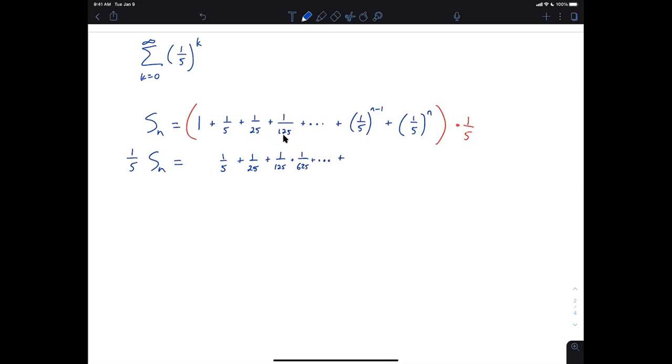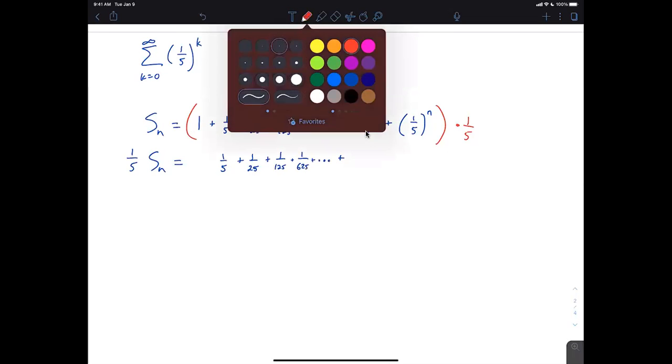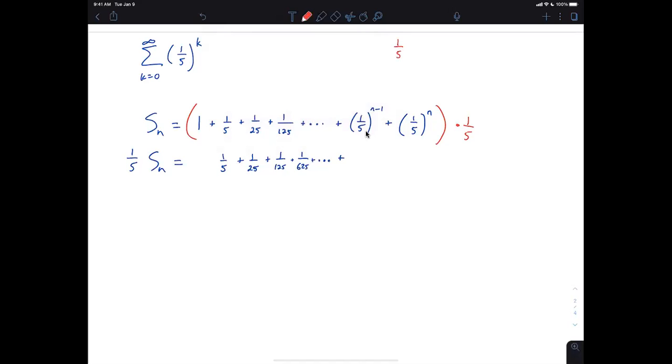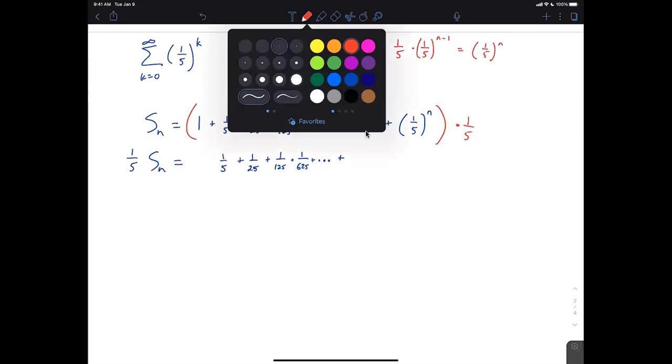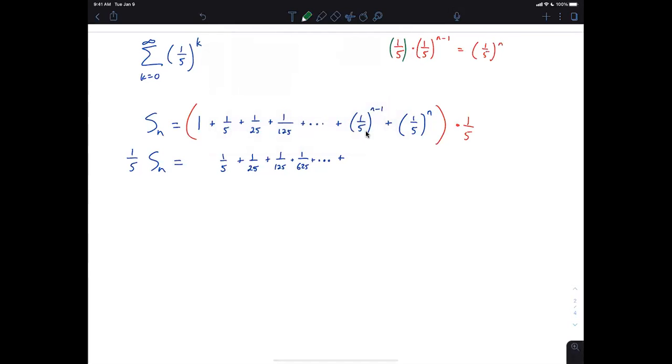Does that make sense to everybody? Okay, now, when I do 1/5 times 1/5 to the n minus 1, what happens there? How could I simplify that? Add the exponents. So you just have n. Yeah, so this is 1/5 to the n, because the 1/5 is really 1/5 to the first. Does that make sense to everybody?